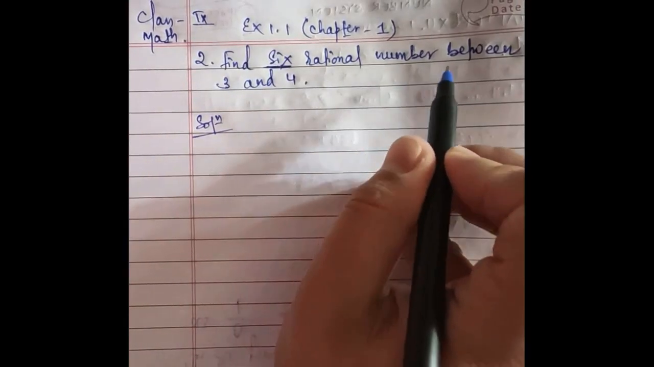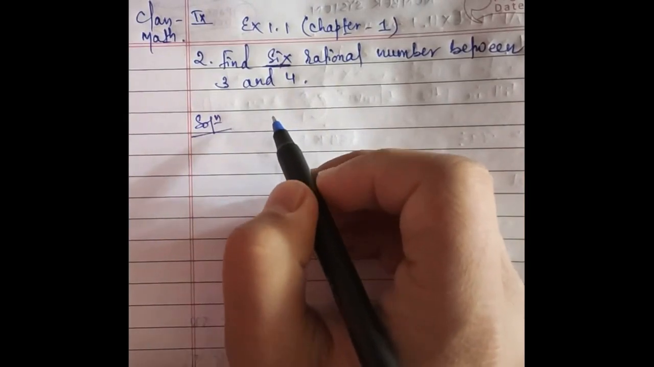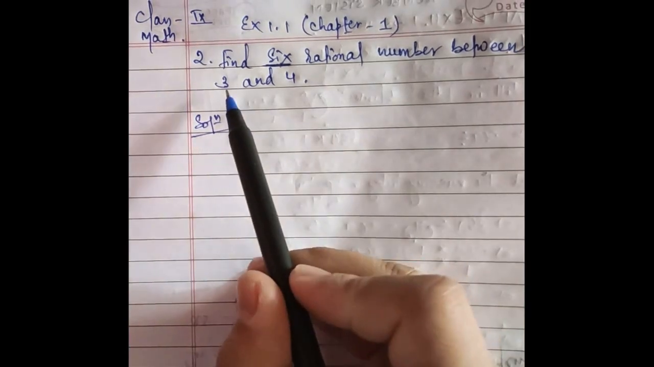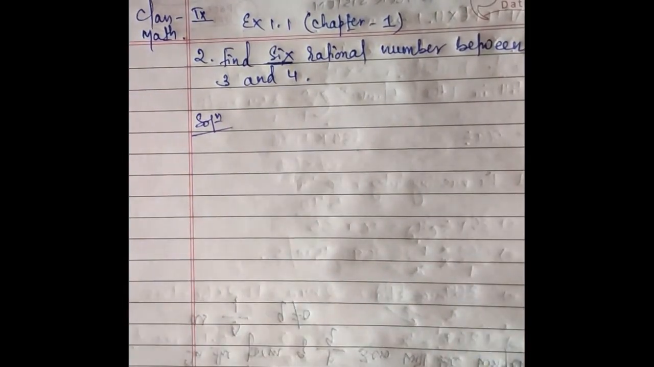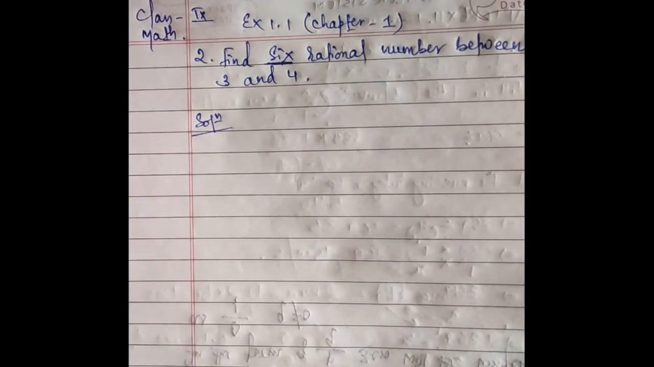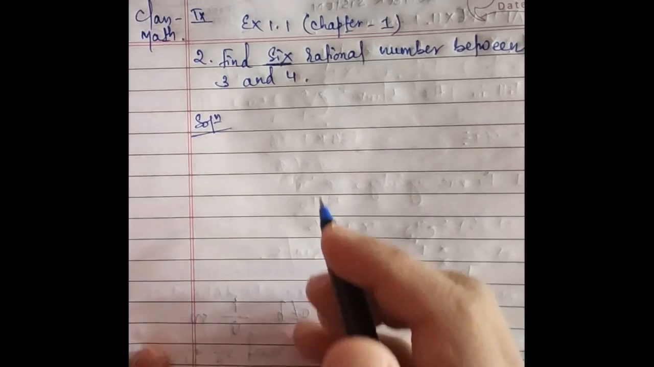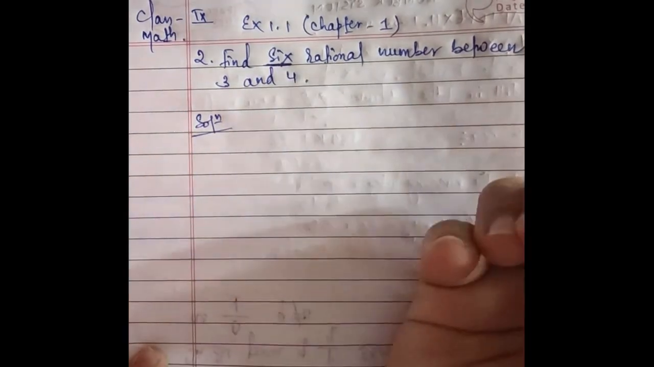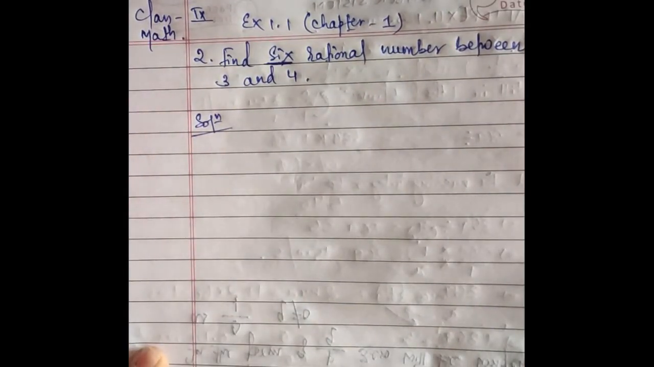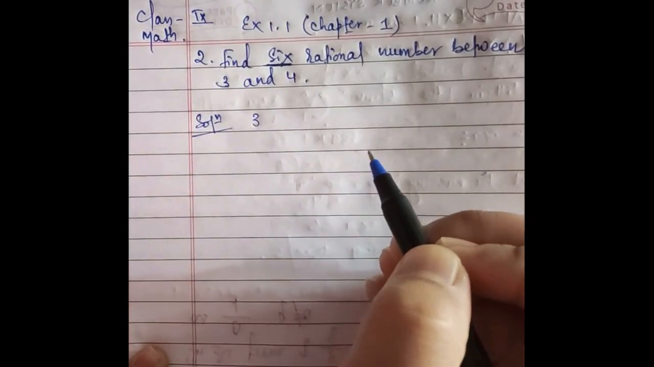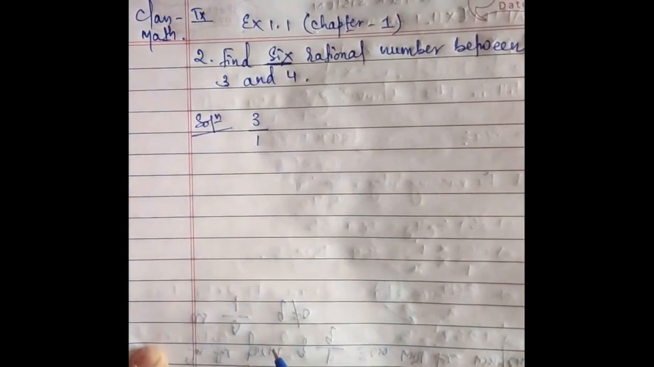Find 6 rational numbers between 3 and 4. Alright, so you should know that in between any two numbers there are infinite rational numbers. Infinite means many rational numbers are present there. So here you have to find 6 rational numbers. Whenever the question asks for 6 or more, maybe 7 or 8, then if you write this 3 in rational form, we can write 3 by 1, isn't it?